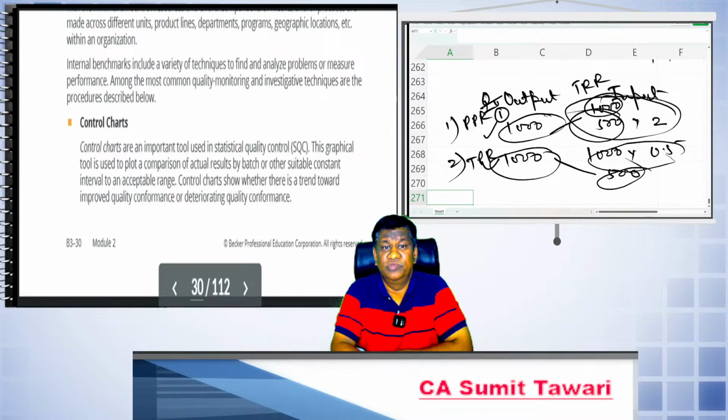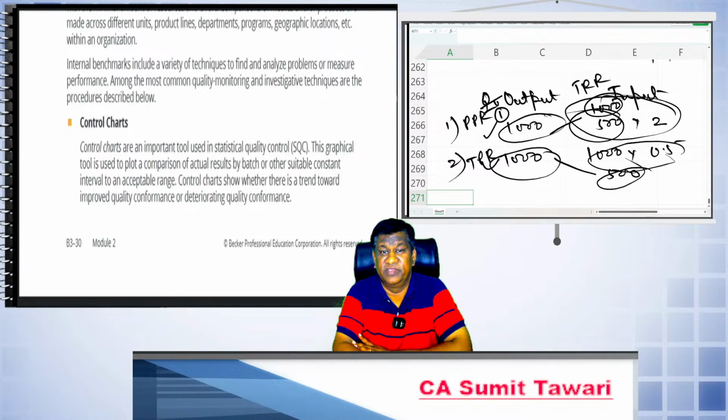So you can do the internal benchmarking by using some techniques, okay. One of these is the control chart. The control chart is an important tool used in statistical quality control processes. The graphical tool is used to plot the comparison of actual results by batch or any other suitable constant interval to an acceptable range. So the control chart shows whether there is a trend toward improved quality conformance or deteriorating quality conformance.